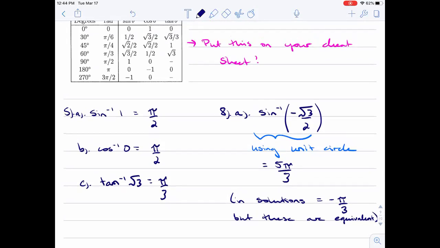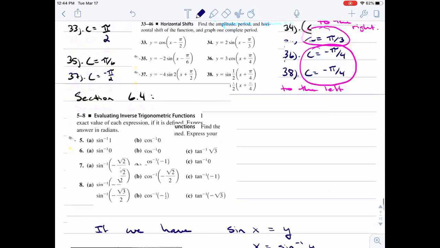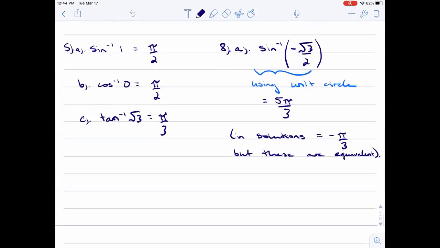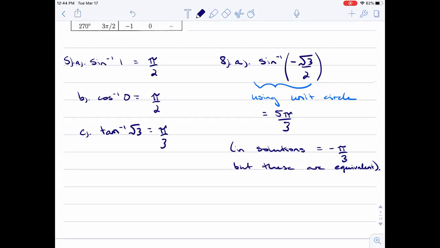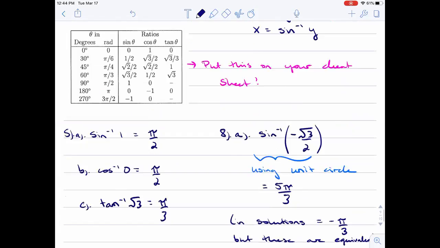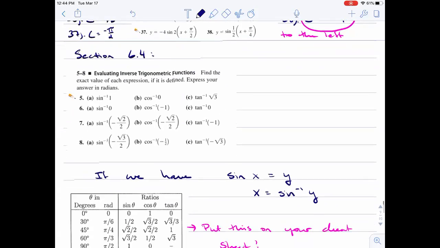For question A, let's see here. Oh, I'm looking at the wrong place. No, A3. Wait, this one? Yeah. Right? The sine inverse, yeah, because y is going to be negative in 2 spots. Yeah, so it's okay. Let's do the next one.